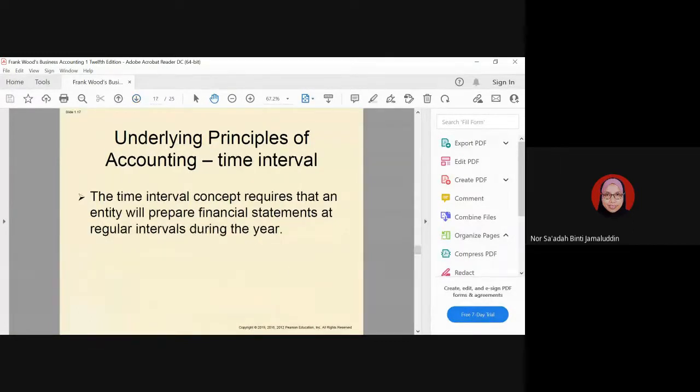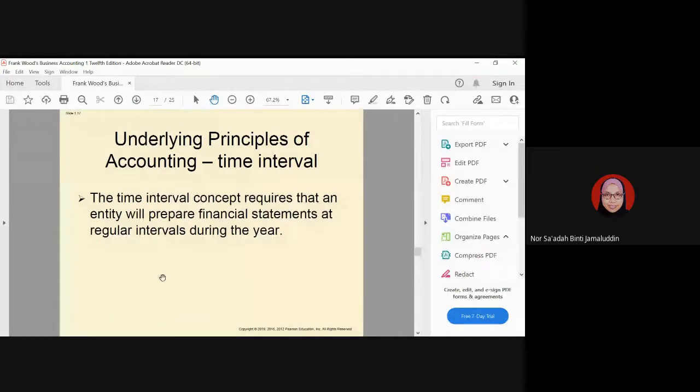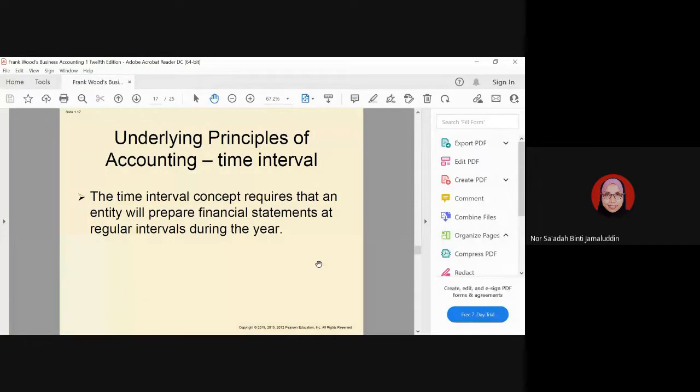This is the next principle of accounting, which is time interval. The time interval concept requires that an entity prepare financial statements at regular intervals during the year. This principle informs us that all organizations must prepare their financial statements at regular intervals during the year. It is based on the organization, and also on which type of organization the company that we form is.